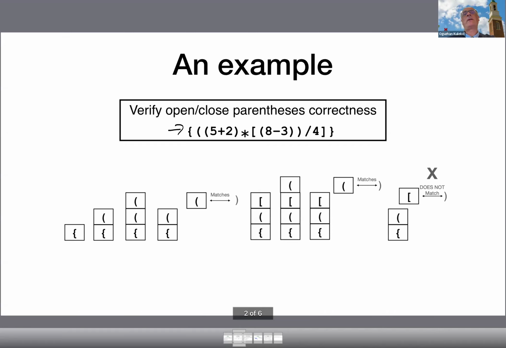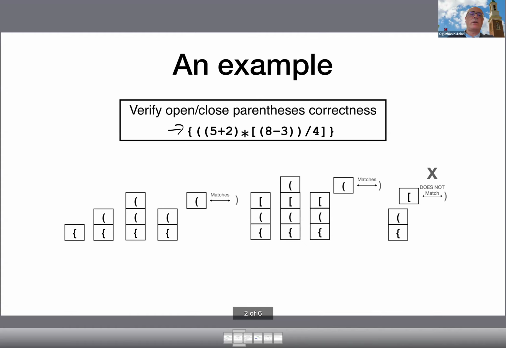And whenever I see a closed parenthesis, I will pop the top item from the stack and compare it with the close parenthesis. If their types match, then I continue. If there is a mismatch, that means there is a problem with the parentheses in the expression, and you report an error. What if you encounter something other than an open or close parenthesis? You simply skip that.